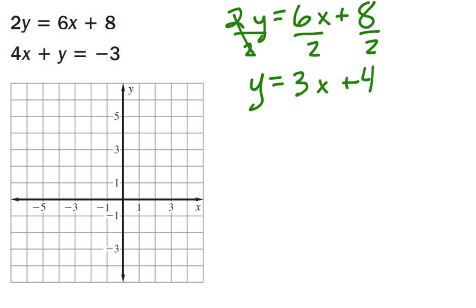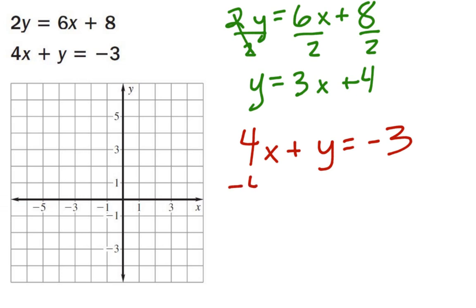Now it's in slope-intercept form and I can graph it, which I'll do in a minute after I get equation 2 in slope-intercept form as well. Well, this time in equation 2, the y variable does not have a coefficient in front of it. I guess it does technically as 1, but it's got this 4x on the same side.